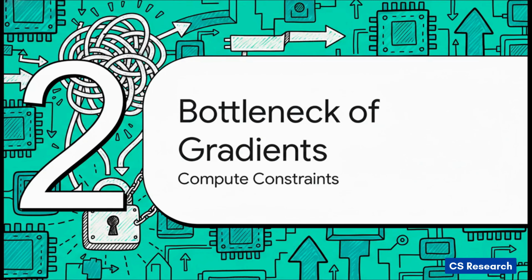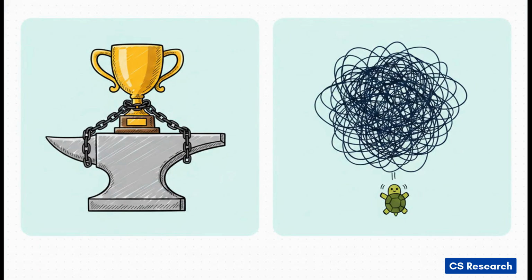Which brings us to Part 2, the bottleneck of gradients and their compute constraints. Because if TDA is so incredibly important, why aren't we just using it everywhere, all the time? Well, the answer boils down to a massive compute bottleneck. To really understand this bottleneck, we have to contrast the two main ways people attempt TDA.